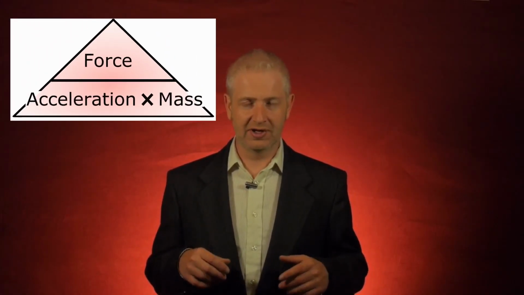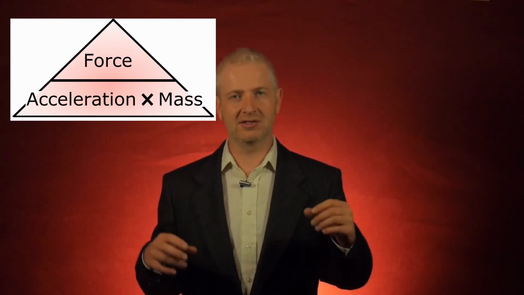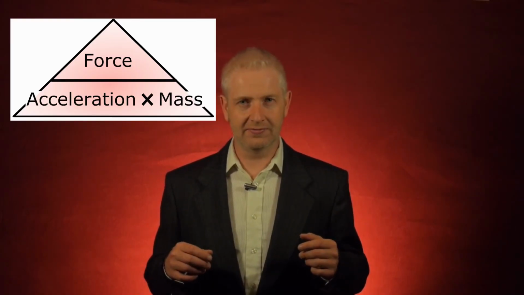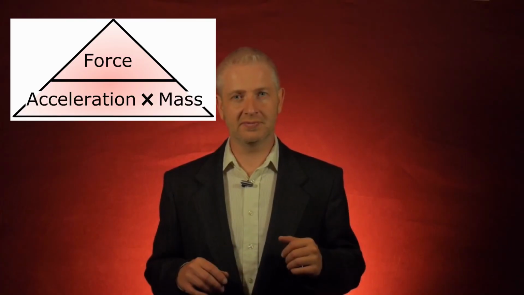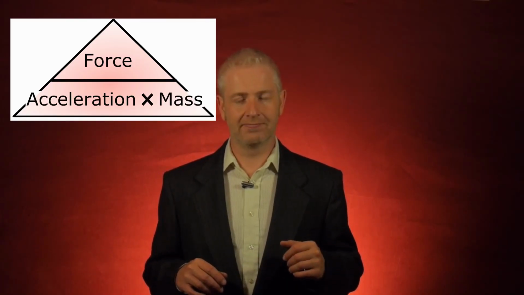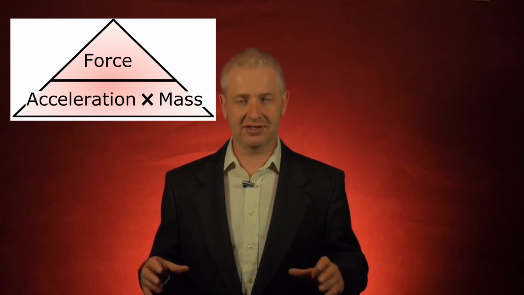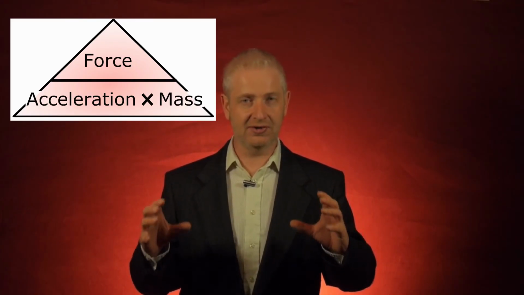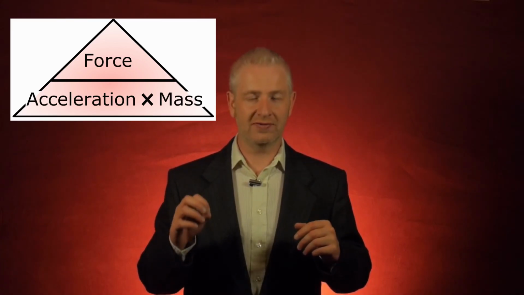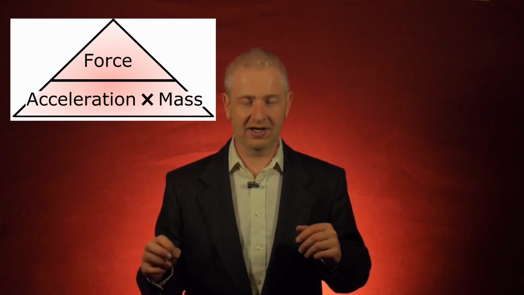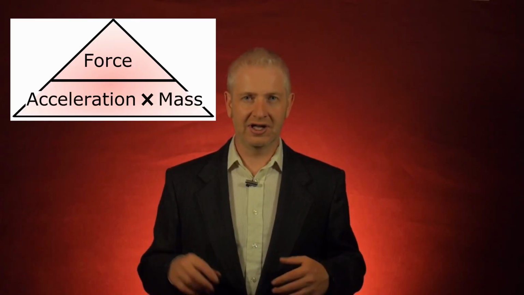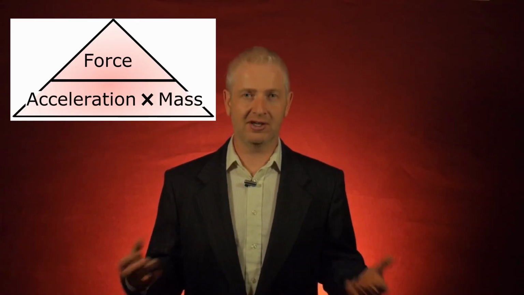Okay, so what I can do is I can put this information, this equation, into a triangle. I put the force at the top of the triangle, and I put acceleration times mass in the bottom of the triangle. And through the center of the triangle, I just put a line. Okay, now that I've taken the equation, force equals acceleration times mass, and placed it into this triangle in this way, whatever I want to find, I just cover over, and what's left tells me the equation I need to use.